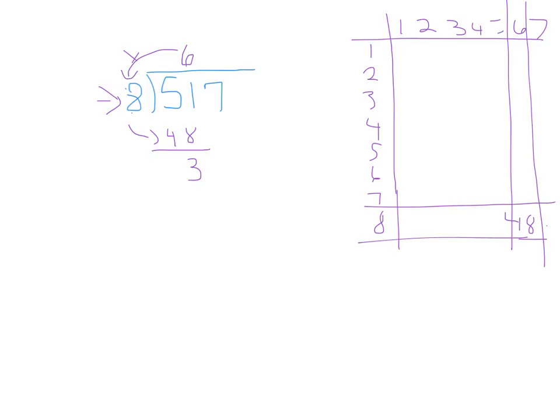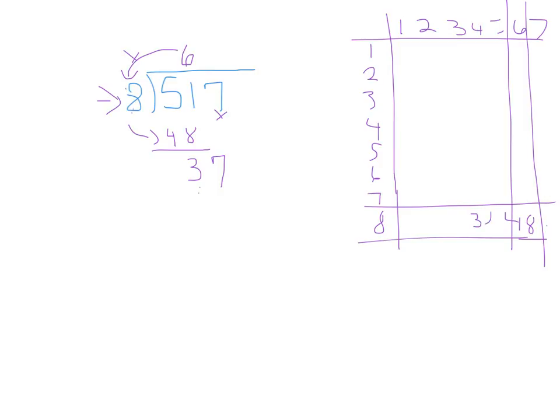Now, 8 won't divide into 3 because it's too small. So we're going to need help. We go up and we get the 7 to come down and help. 8 will divide into 37. So we have to go back to our chart, and we're going to go along until we can get as close as we can to 37.